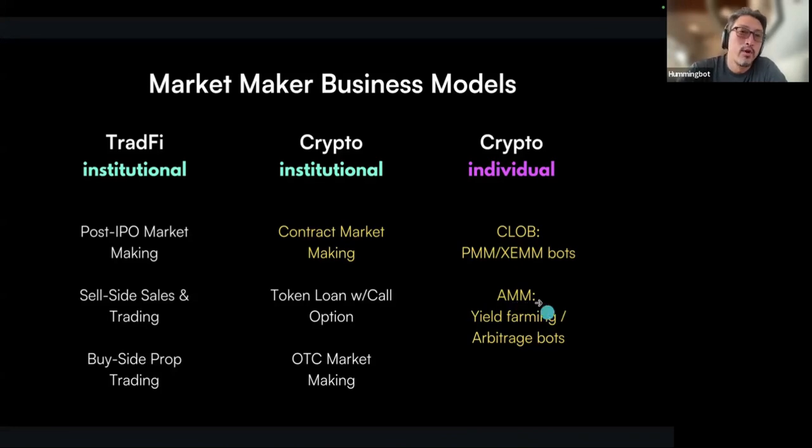And so that's what's fueling a lot of activity on the DEX side, people basically doing yield farming, so to speak.